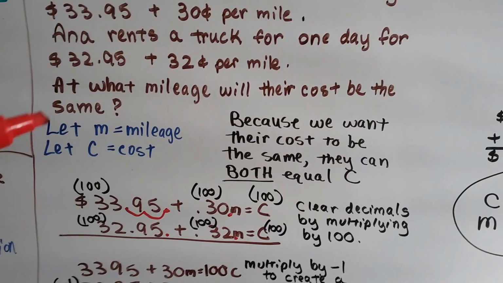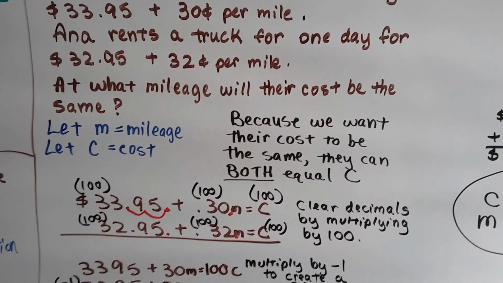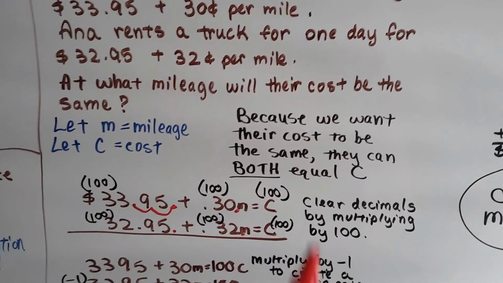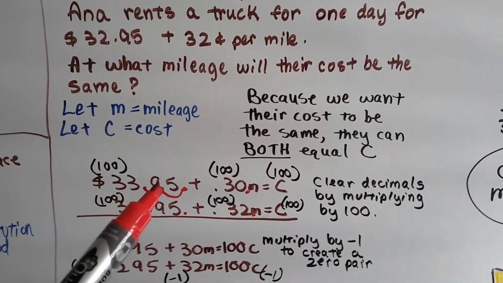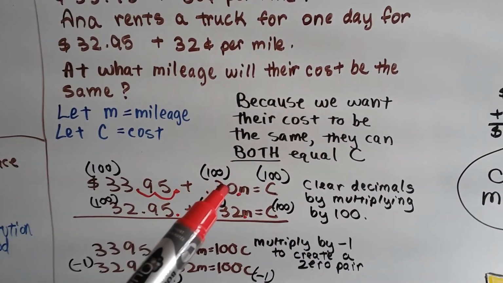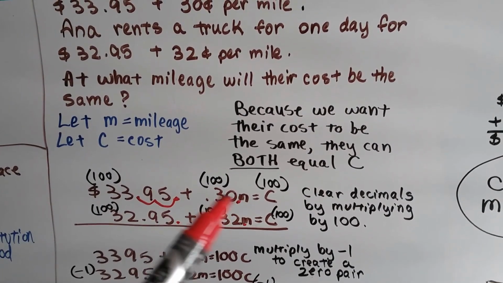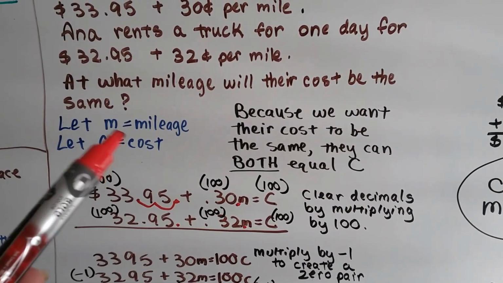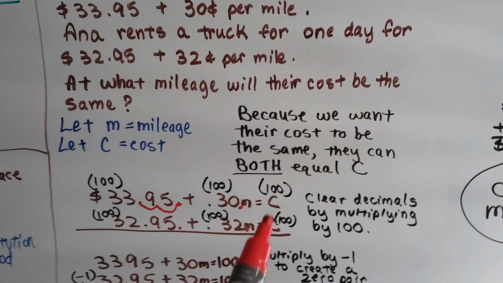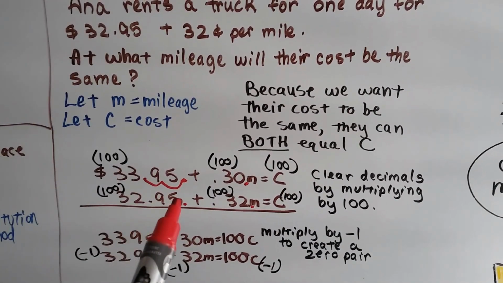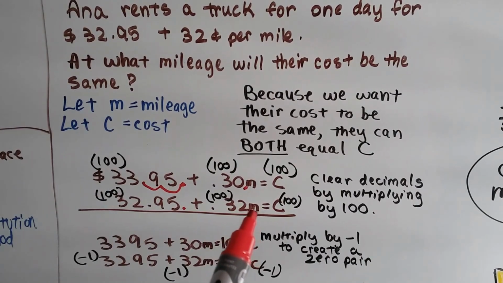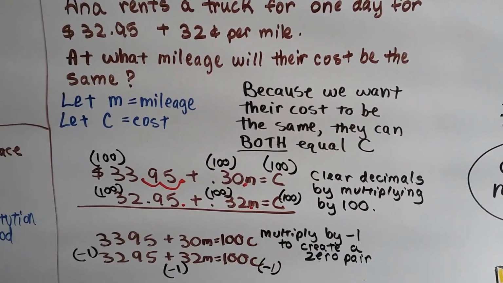So we're going to let M be mileage and C be cost. Now because we want the cost to be the same, they can both equal C. So we've got $33.95 plus 30 cents times the mileage, because we don't know how many miles they're going to go. We're just going to use M for the mileage. And it's going to equal C. Then we've got $32.95 plus 32 cents times the mileage equals C.